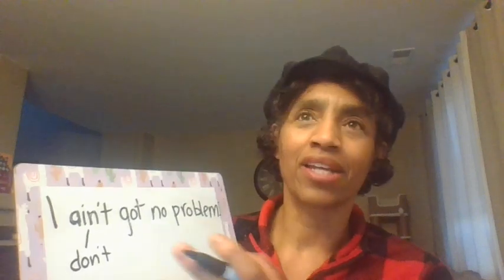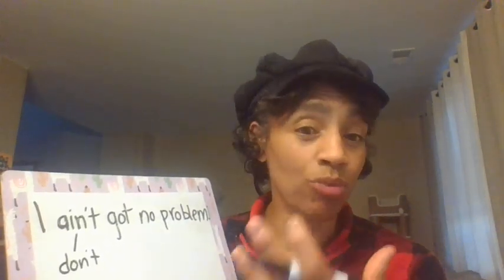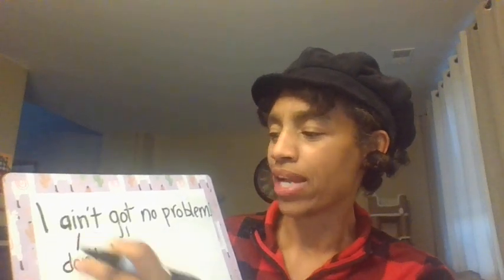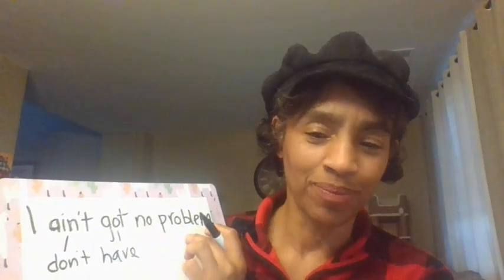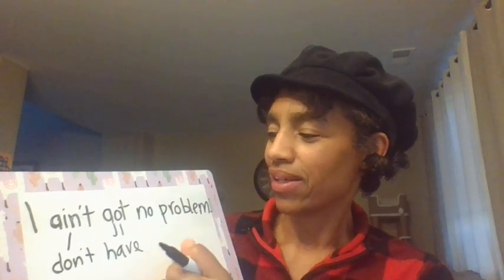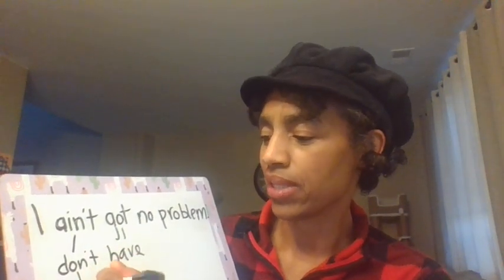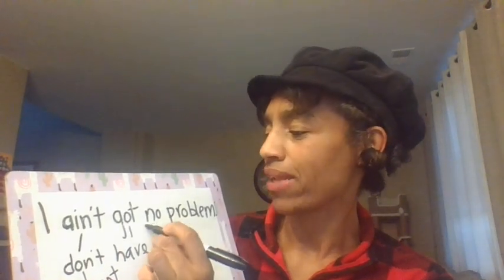So we're going to actually turn this into don't. And if you're thinking of the way people speak in a more proper manner, we're going to turn this got into have. So, I don't have no problem. So the don't is obviously a do not, and that's our double negative, the don't, the not, and the no. So we have a double negative.